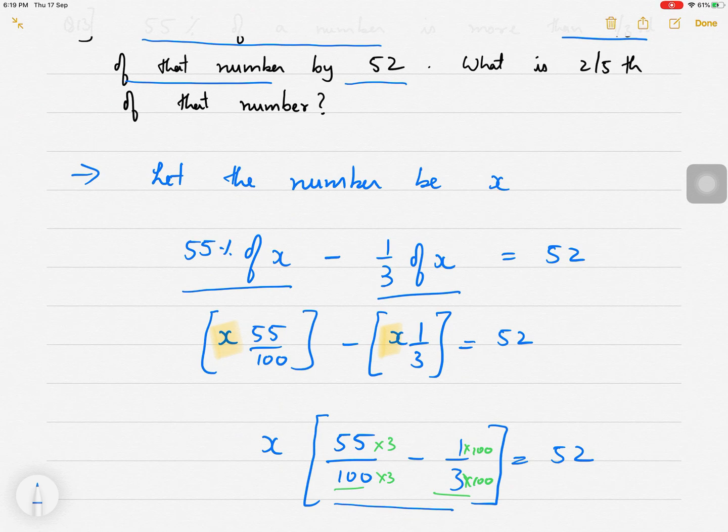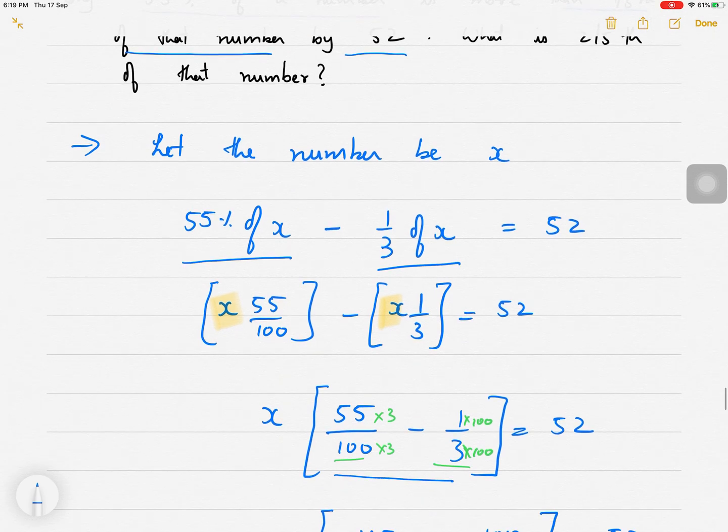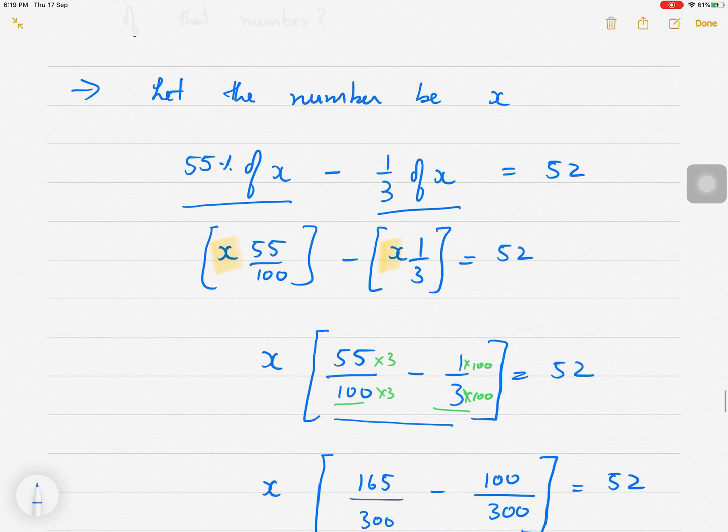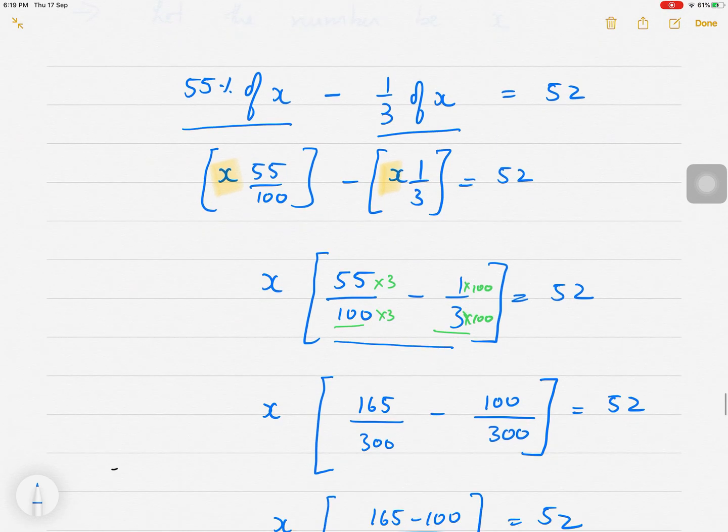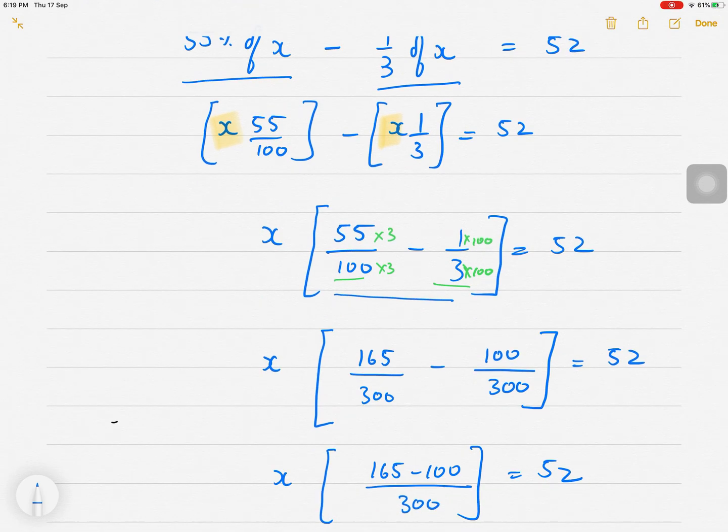So your equation would be 55% of x minus 1/3 of x is equal to 52, which you can write like this: x into 55 upon 100 minus x into 1/3 is equal to 52. Right? I have brought x, the common number, out. Okay, what is remaining? 55 upon 100 minus 1/3 is remaining, which is equal to 52.